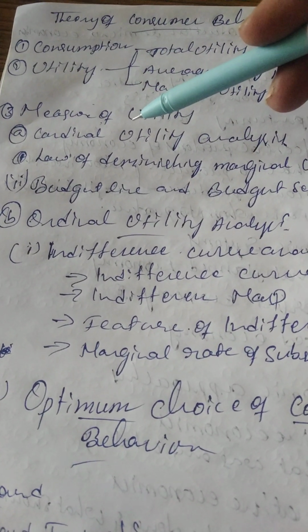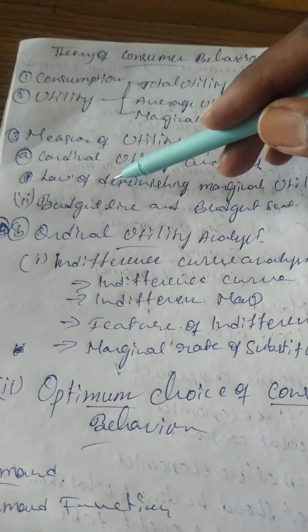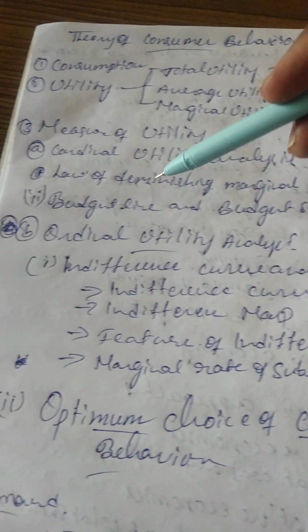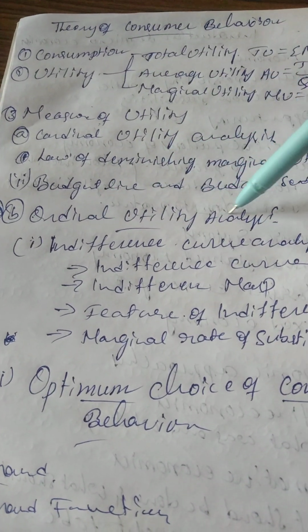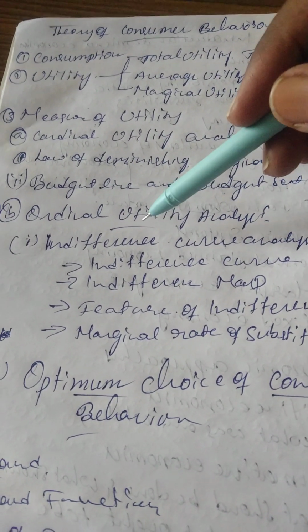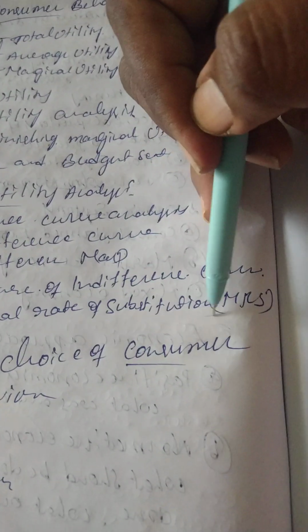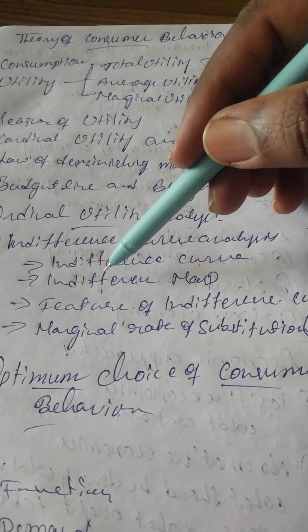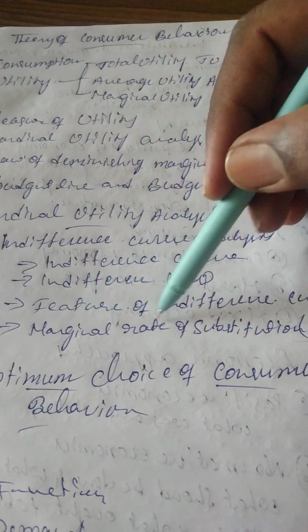Next, in the cardinal utility analysis, you have to learn two topics. One is the law of diminishing marginal utility. Next one, budget line and budget set. Then in ordinal utility analysis, you have to learn mainly two topics. One is the indifference curve and the other is optimum choice of consumer behavior. In the indifference curve, there is the indifference map, features of the indifference curve, then marginal rate of substitution, MRS.